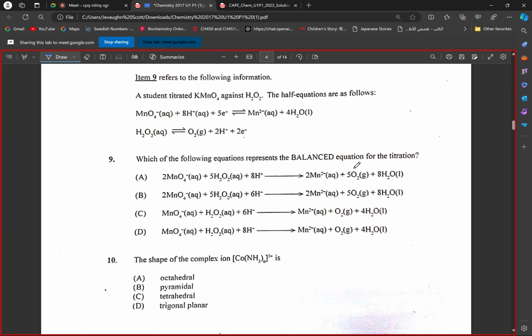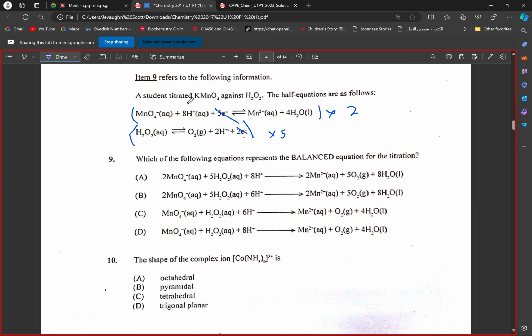So times the first equation by 2 and the second equation by 5. So we have 10 electrons in both equations, so we can cancel them. Okay, times by 2, we times this one by 5. So we're going to get 10, so the electrons will cancel out as 10, right?